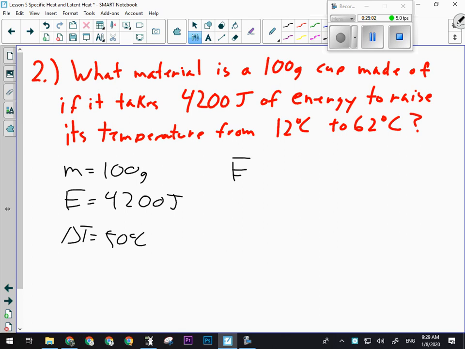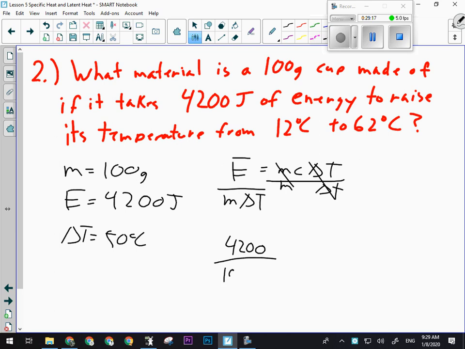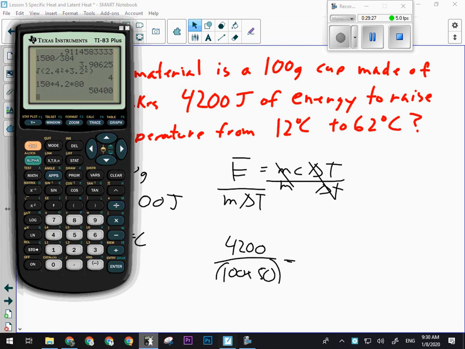All right, so E equals M times C times delta T. The only thing I don't have is C, so I'm going to divide both sides by M delta T. That'll leave me with C, so I'll have 4,200 joules divided by 100 grams times 50. That'll have to be bracketed on the bottom. So we're going to have 4,200 divided by 5,000. All right, so I'm looking at 0.84 here.